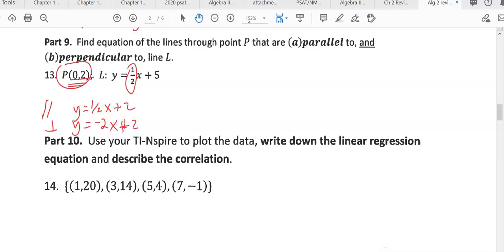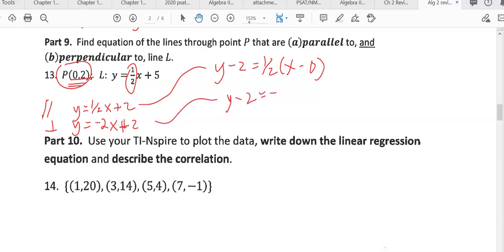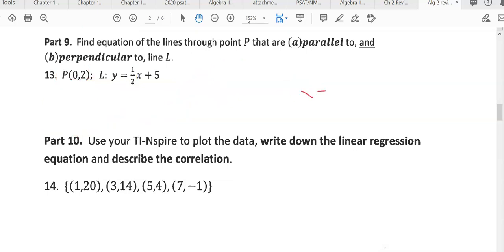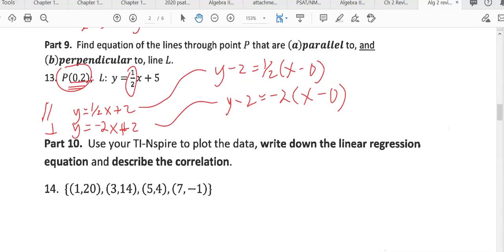If it wasn't that point, remember you can use this equation, right? You could have just said y minus 2 equals 1/2 x minus 0. That could be the equation. That's the equivalent of this equation, right? And then you could just plug in the slope of -2 and get the equivalent of that equation. So y minus 2 equals -2 times x minus 0. And of course, putting x minus 0 is not necessary. You could have just said x there.